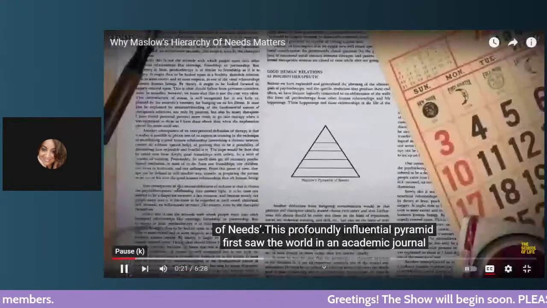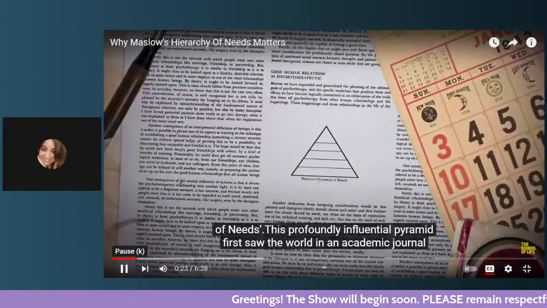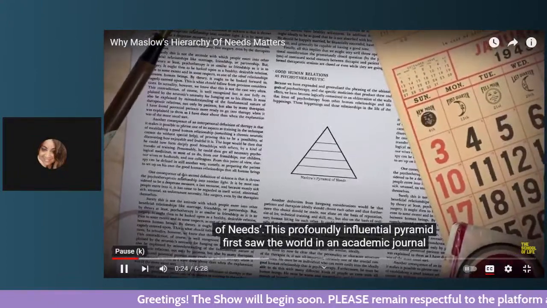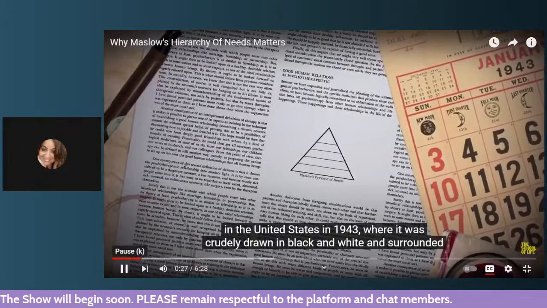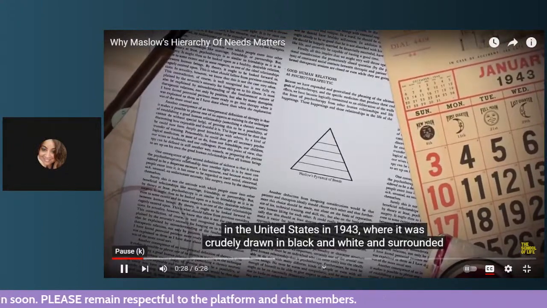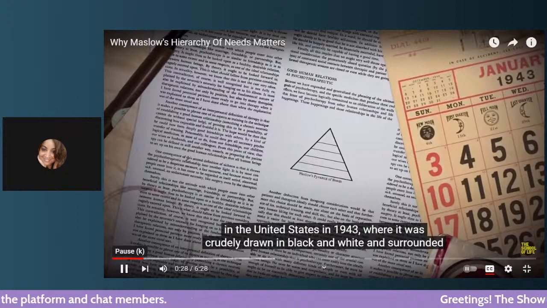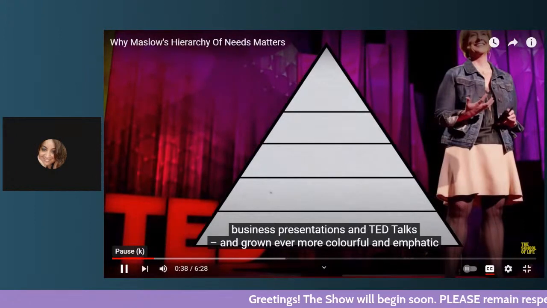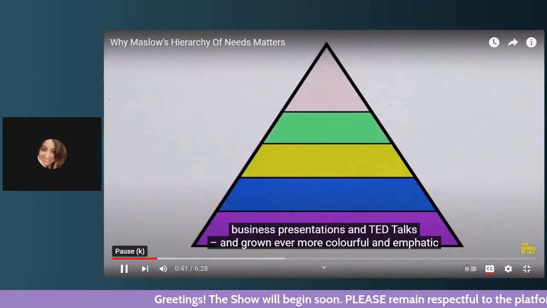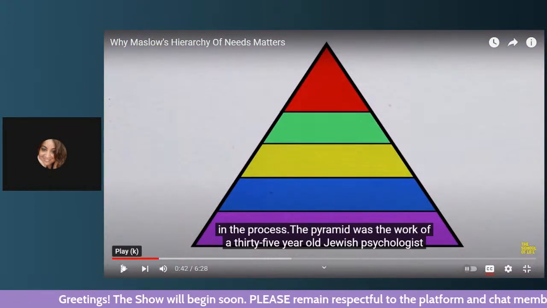This profoundly influential pyramid first saw the world in an academic journal in the United States in 1943, where it was crudely drawn in black and white, surrounded by dense and jargon-rich text, psychological analyses, business presentations, and TED Talks, and grown ever more colorful and emphatic in the process.